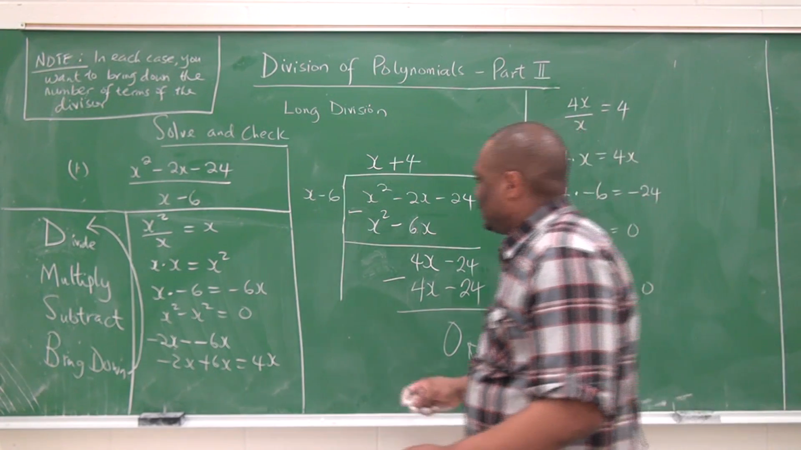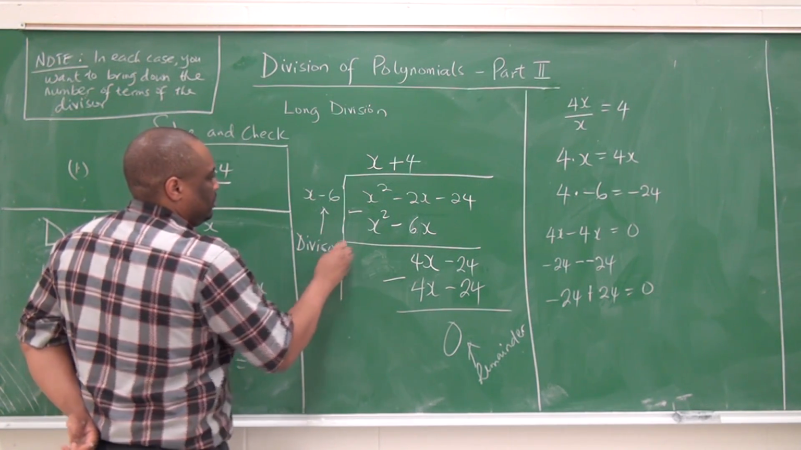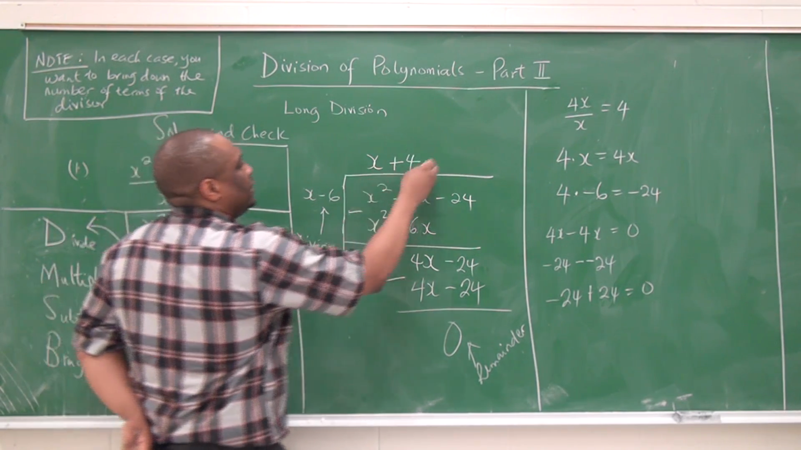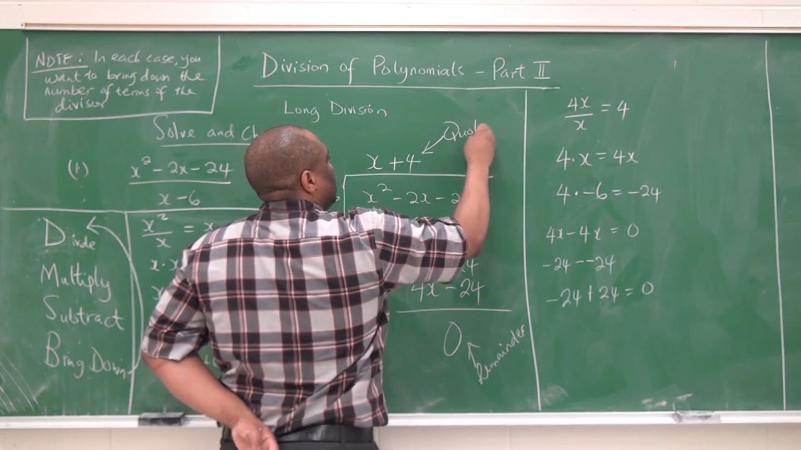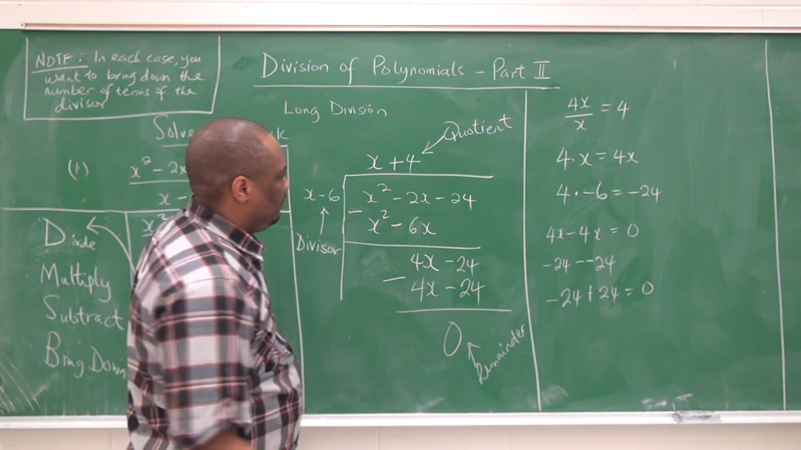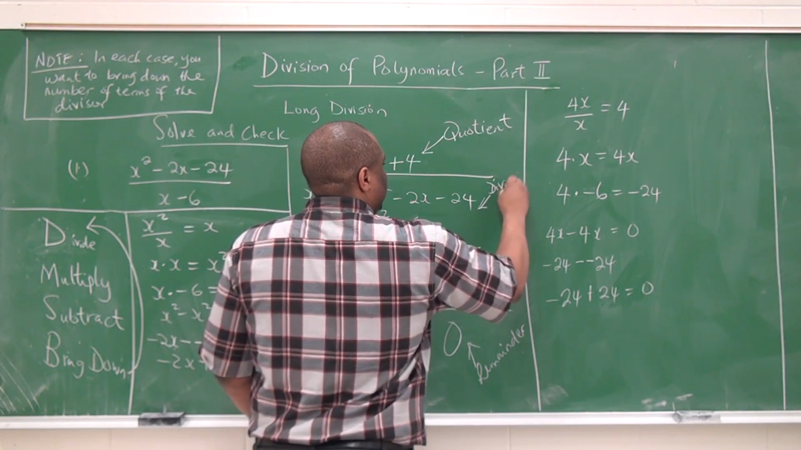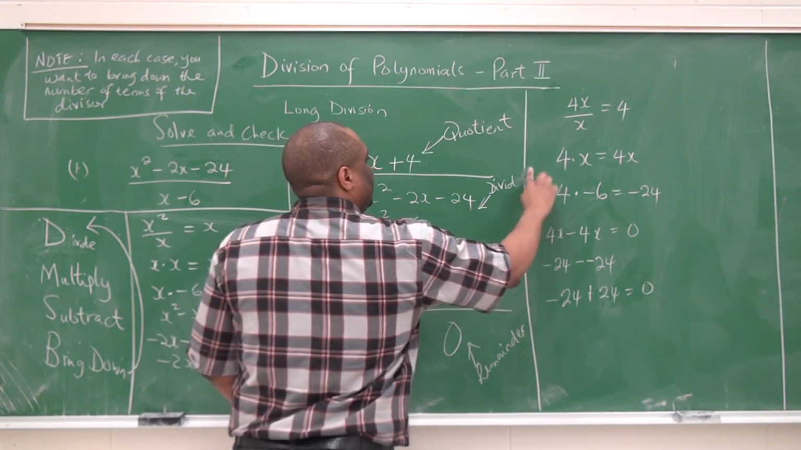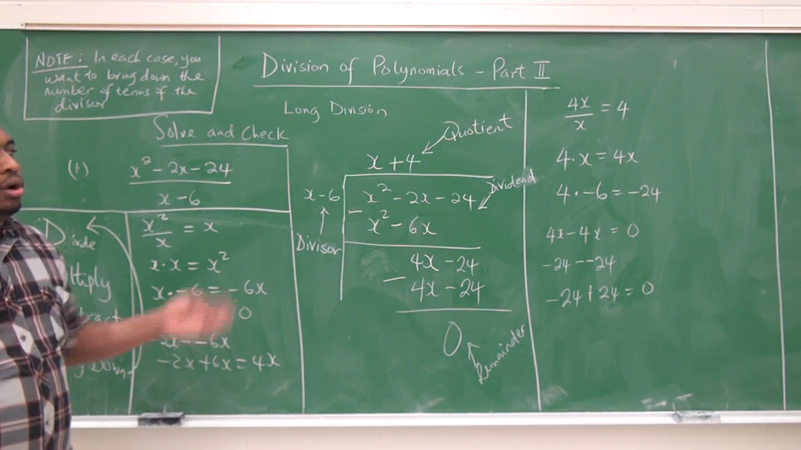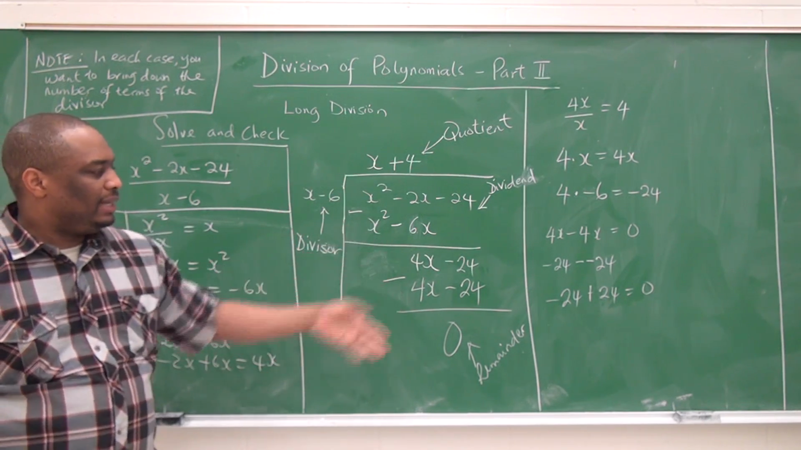Then you have x minus 6 as your divisor. Then you have x plus 4 as your quotient. And then you have x squared minus 2x minus 24 as your dividend. This is now your dividend. So, this is your answer, x plus 4. And the remainder is 0.